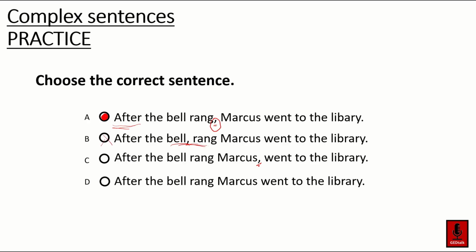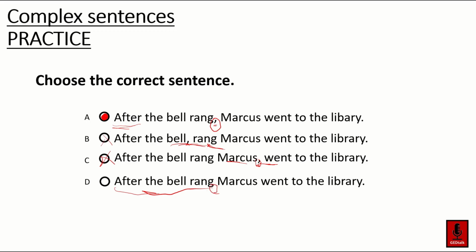Let's look at C. After the bell rang, Marcus went to the library. Where is my comma in between my noun and its verb? That's the same grammar sin that we just saw up here in B. So C is out. Let's look at D. After the bell rang, Marcus went to the library. What's wrong is that we have a dependent clause leading the sentence, where is my comma to separate them?